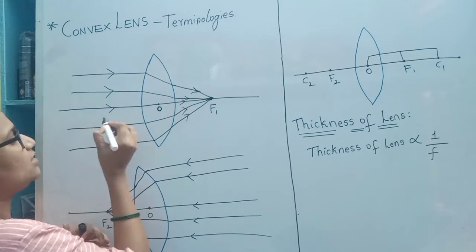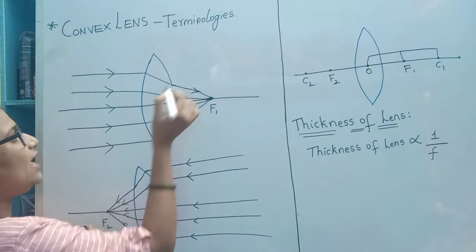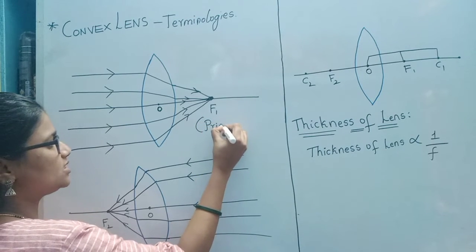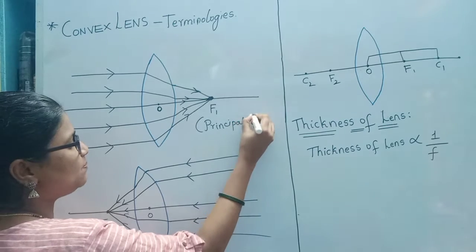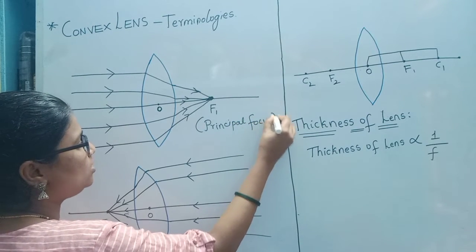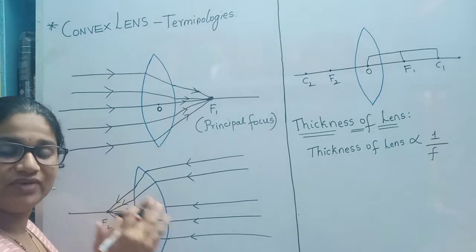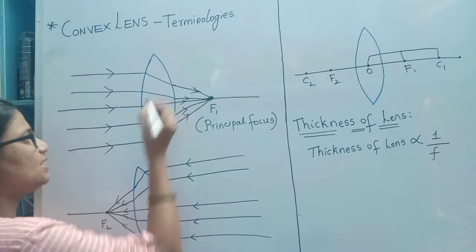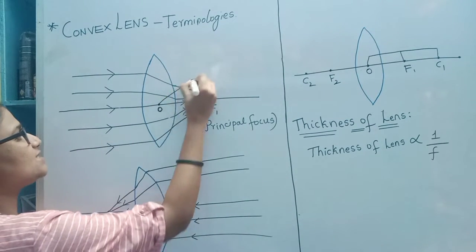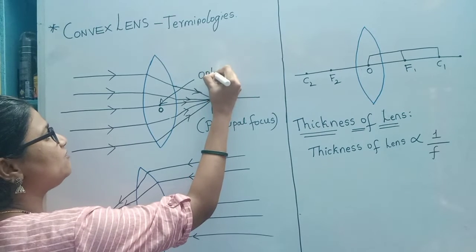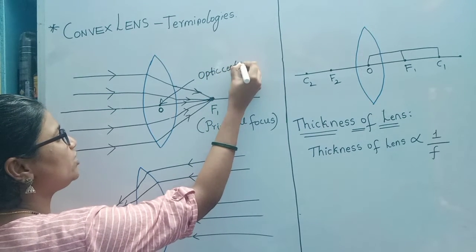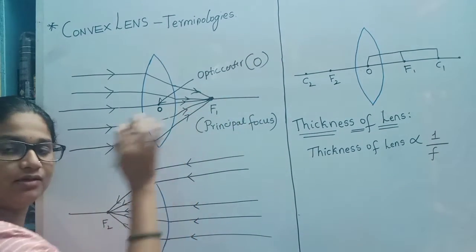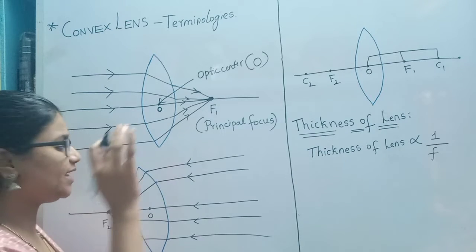Now here, let me consider a convex lens, a biconvex lens, and let us say a parallel beam of light is incident on the convex lens and the rays are meeting at a point, which is called the principal focus. This is the point where all the refracted rays will meet. It will be on the principal axis, and the center of the lens is called the optic center, which is denoted by the letter O. The principal focus is always denoted by the capital letter F.